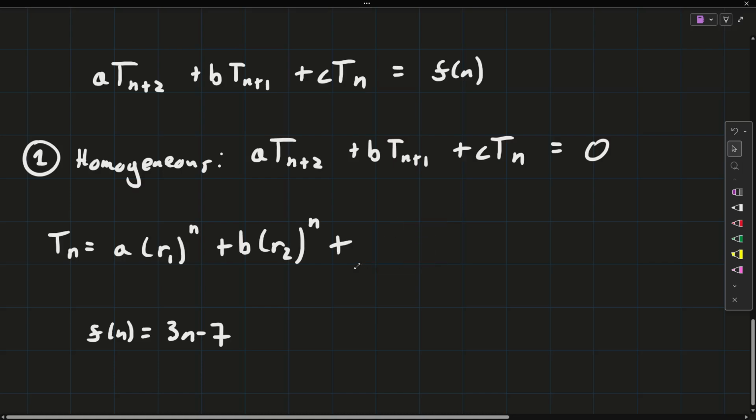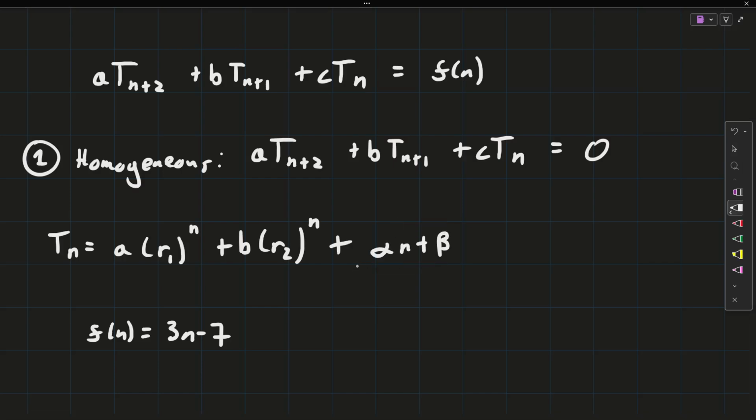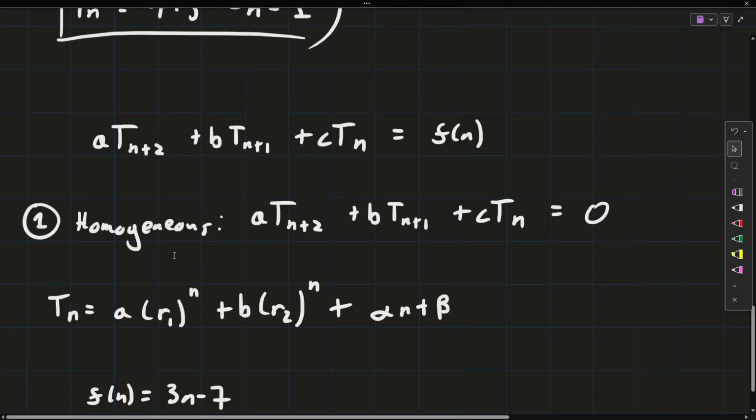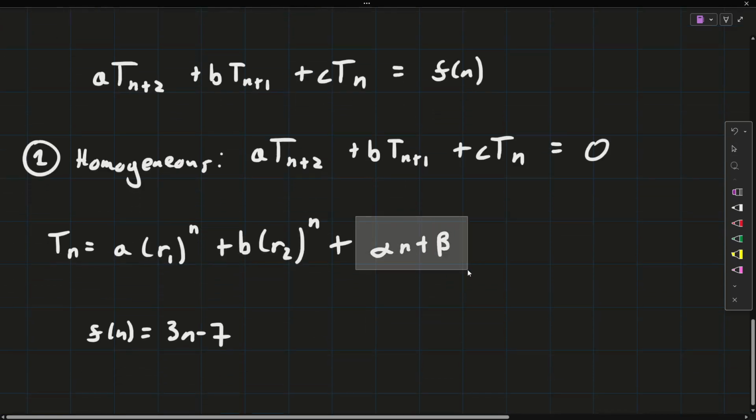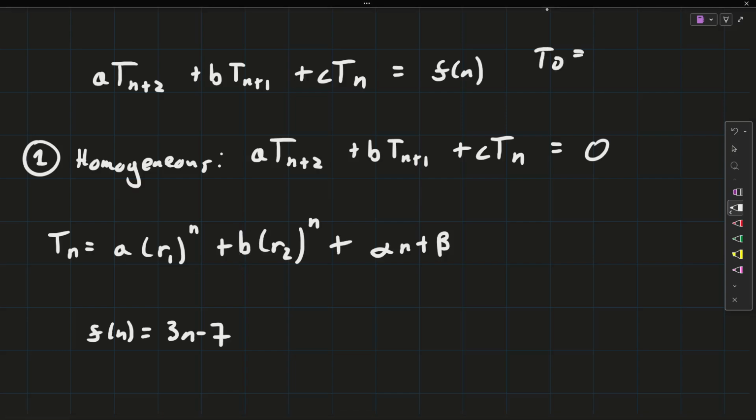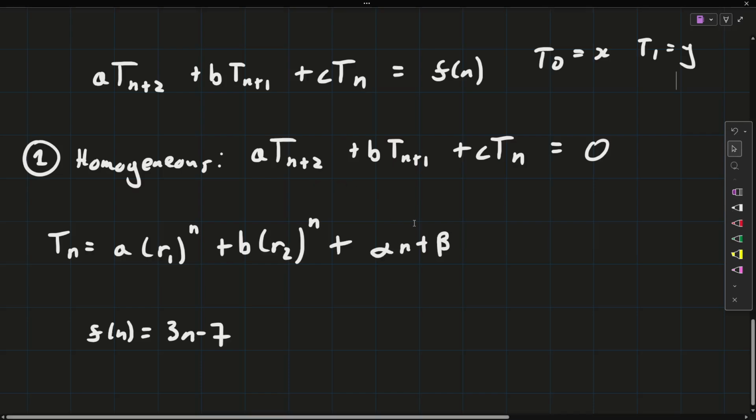So instead of adding on 3n minus 7, we'd add on, I don't know, alpha n plus beta. Or you can call the letters whatever you want, xn plus y if you want. Then we can sub this into here and figure out what alpha and beta are. Because we know this part's equal to 0, we don't have to worry about that part. Once we know alpha and beta, we can solve for a and b, given that t0 is equal to x and t1 is equal to y.